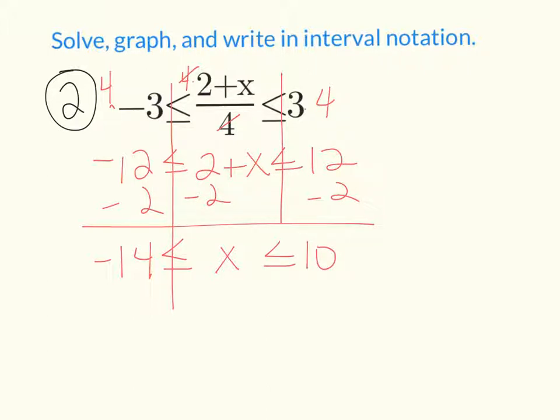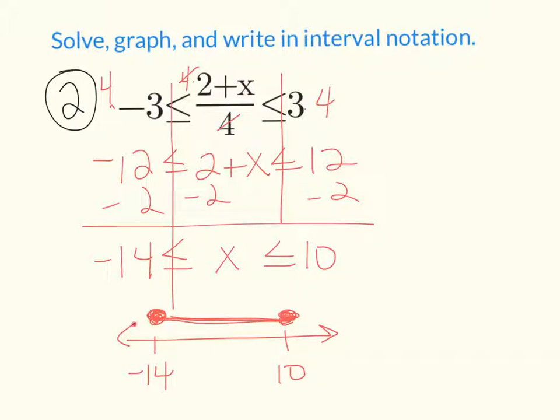All right, let's do our number line. Negative 14 is my smallest number, so it's on the left, and then we have 10 on the right. And if we look, both of them have or equals to, so I'm going to shade both of my circles in. And it's an and statement, so that means I'm going to shade in between.